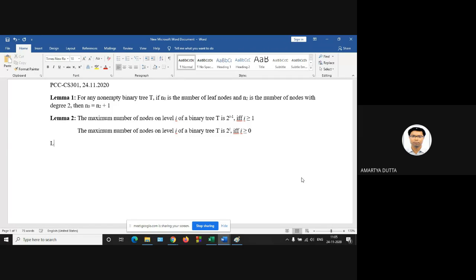Then lemma 3. Sorry, there's no proof for lemma 2. You can use induction, mathematical induction. By mathematical induction, you can prove this.